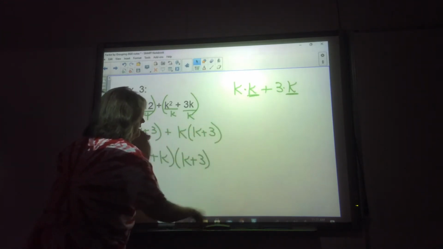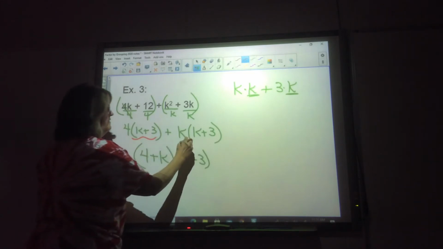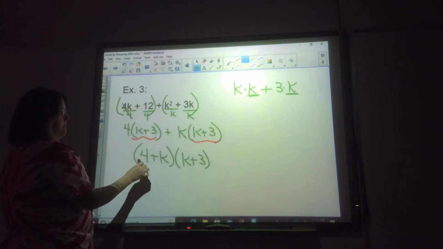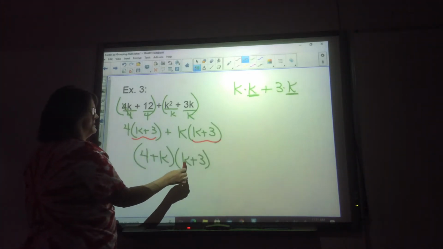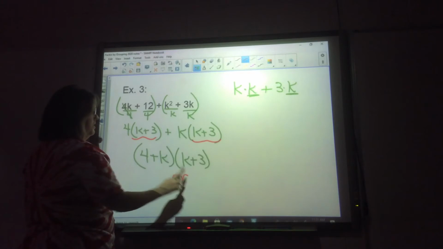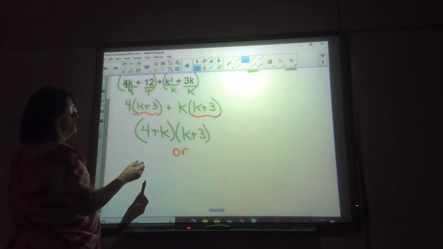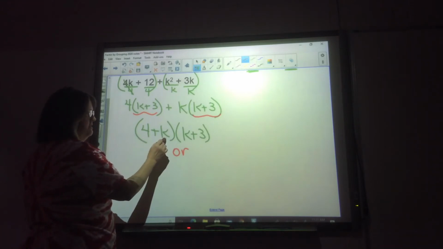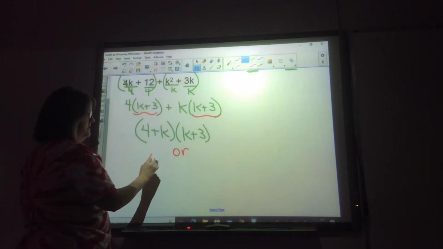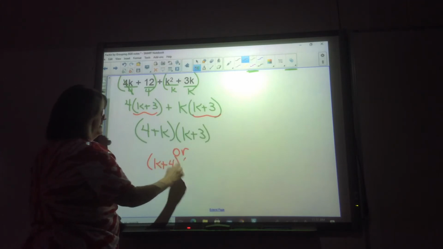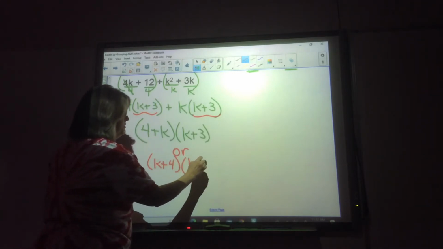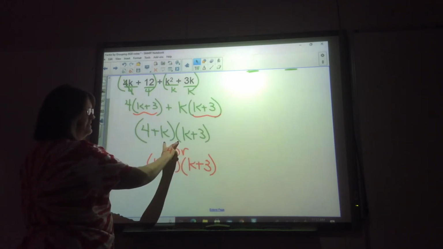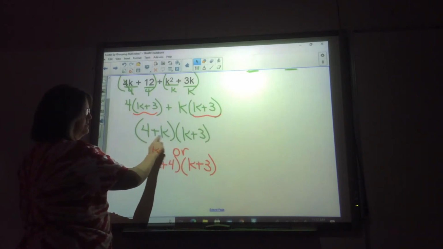Now, just like before, I have to have the same thing here and here. And I do. I have K plus 3, and I finish by writing 4 plus K in parentheses times K plus 3. Now, you will see some textbooks, some standardized tests, always like to put the variable first. So this is the same thing as what you see above it. K plus 4 times K plus 3 is identical to that. They've just taken these two and flipped them around.